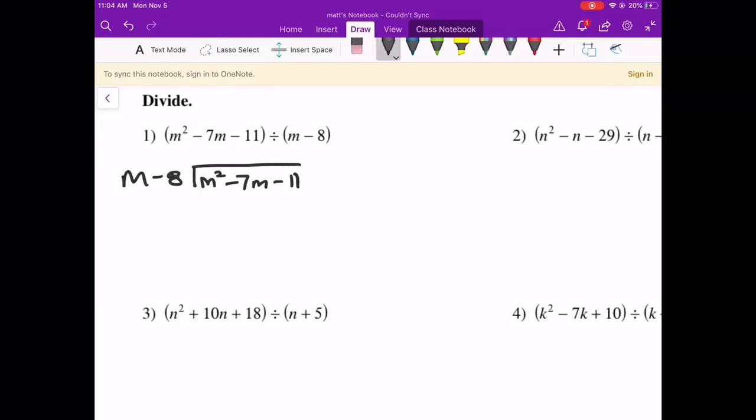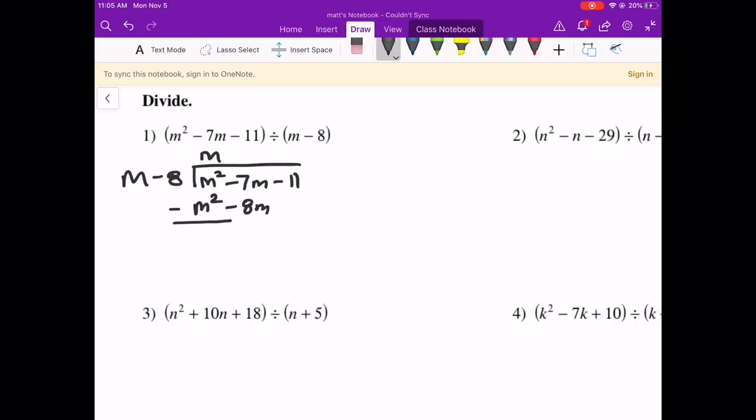And now what I'm asking myself is, all right, what do I multiply m by to get m squared? Because I'm trying to find out what I multiply to get this polynomial. So what do I multiply m by to get m squared? That would be m. So now I'm going to multiply everything in this binomial by m. So m times m is m squared, and then negative 8 times m is negative 8m.